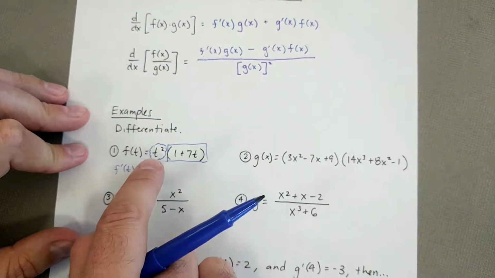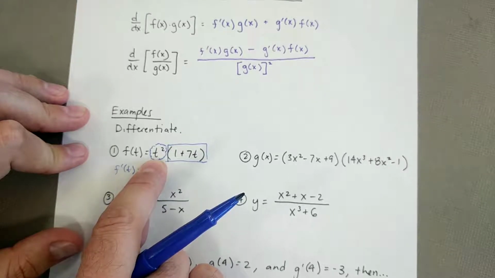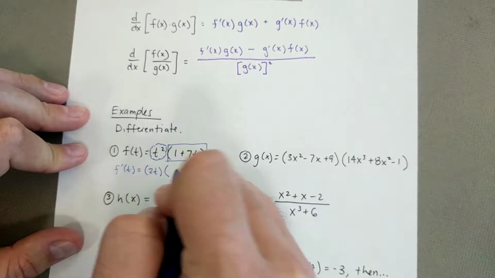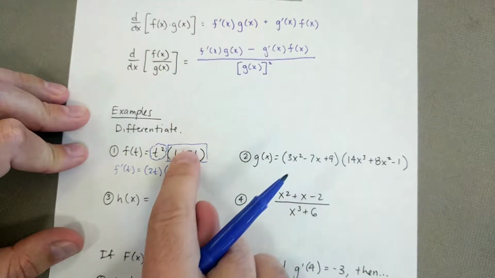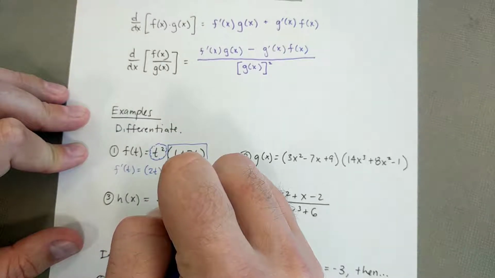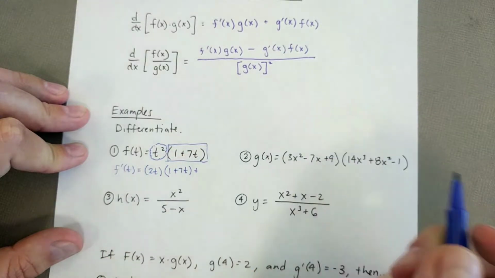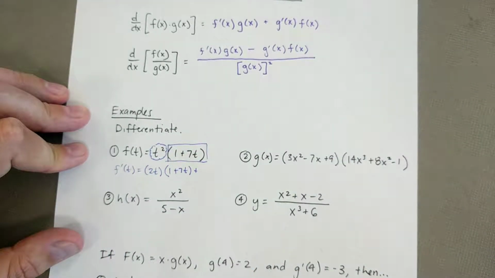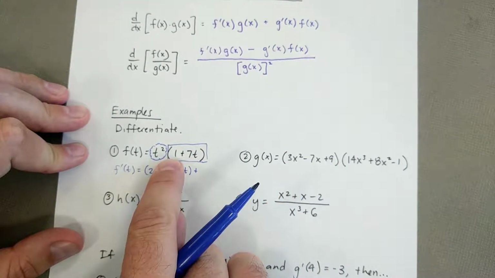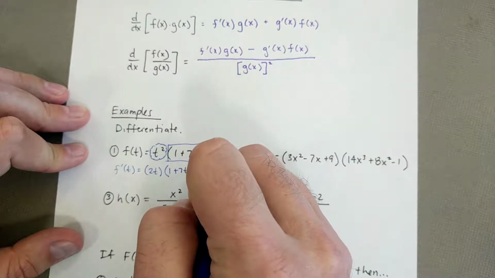Using the rule, first I want to find the derivative of t squared, so that is 2t. And then I just want the second thing. I don't want to do anything with it, so 1 plus 7t. And now we're going to add that with the derivative of the second thing. So the derivative of 1 is 0, the derivative of 7t is just 7.